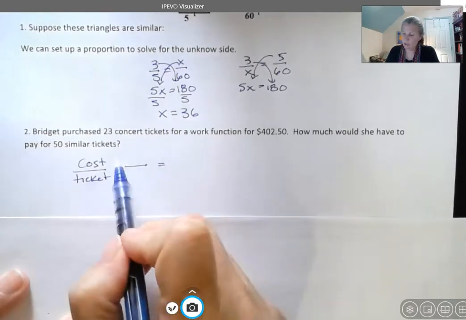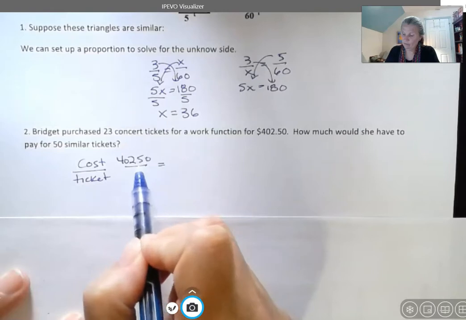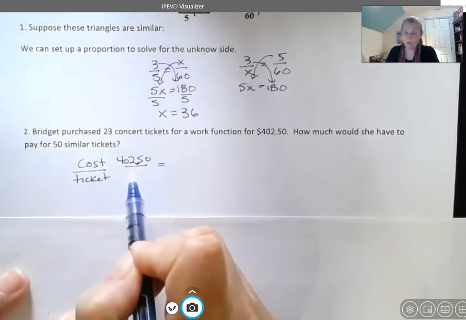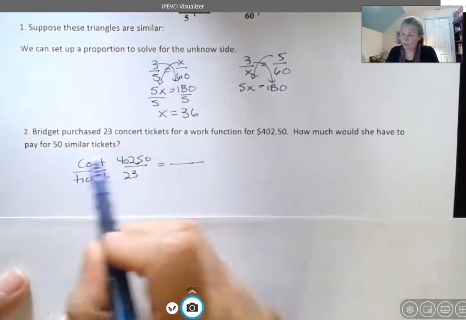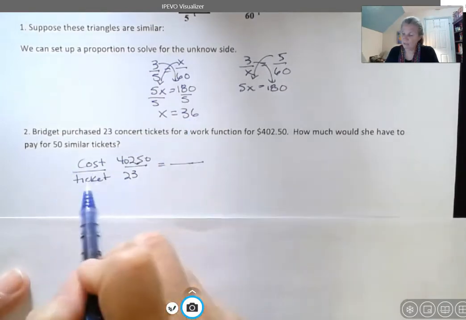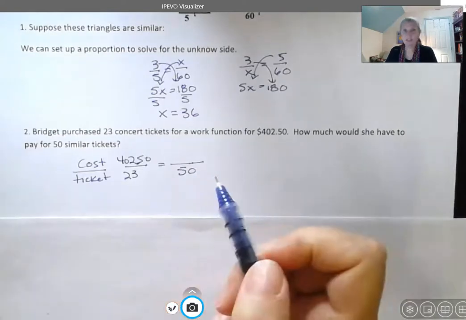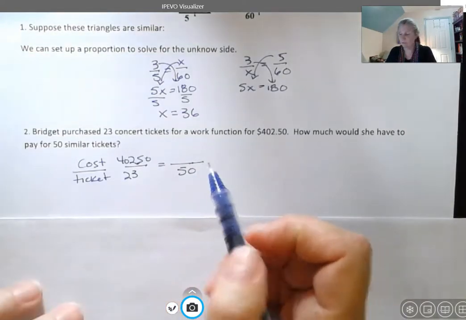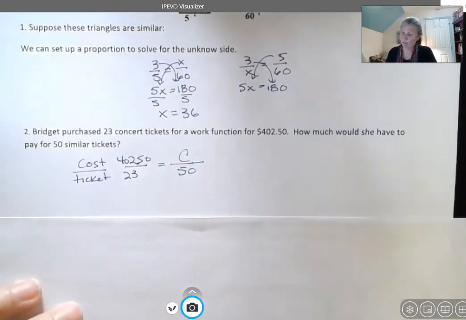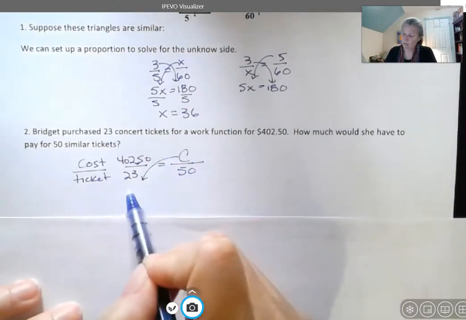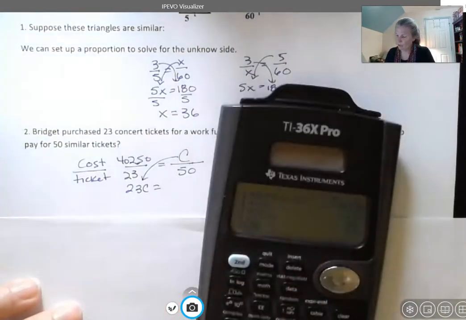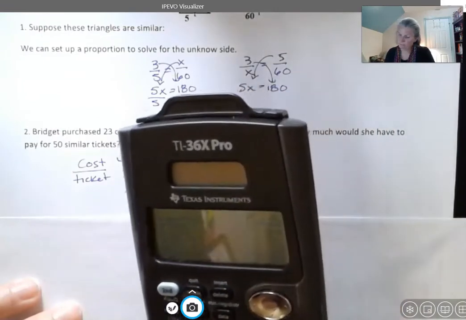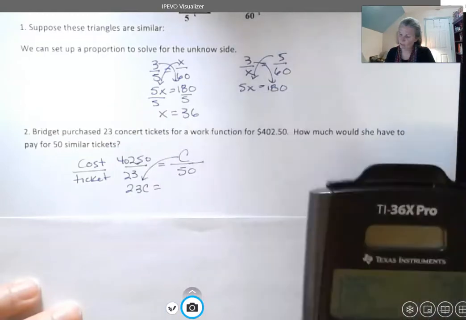The cost was $402.50 for 23 tickets. And then I would come over here and say, now I want to know what's going to cost for 50. And that's how I know the 50 has to go on the bottom, because I put tickets on the bottom, right? So that's something that you do. And then I'm interested in what's that cost. So if I multiply across, I get 23C. And then I can multiply 402.50 times 50 and get this number, 20,125.